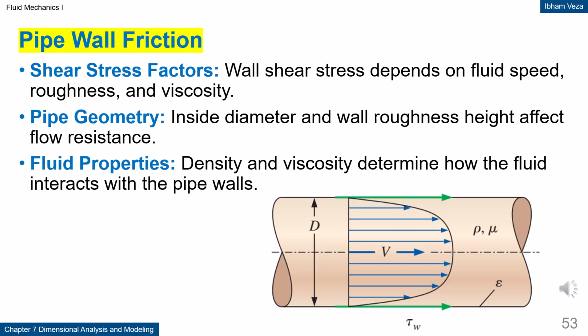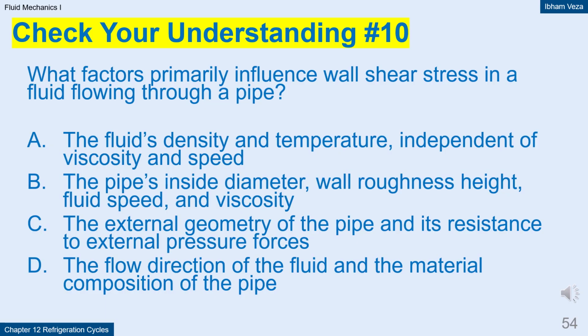Pipe wall friction. The wall shear stress in a pipe depends on flow velocity, wall roughness, and fluid viscosity. The inside diameter of the pipe and the roughness height affect the magnitude of flow resistance. Density and viscosity determine how the fluid interacts with the wall surface. All these parameters together determine the pressure loss due to friction. This problem is often analyzed using dimensionless numbers, such as the Reynolds number and friction factors. Check your understanding number 10. What factors primarily influence wall shear stress in a fluid flowing through a pipe?